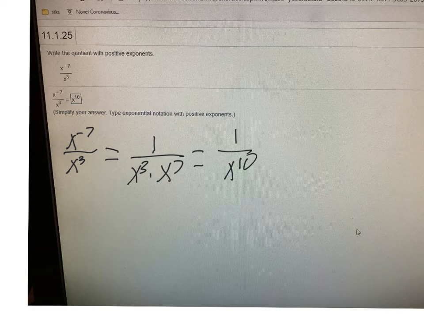Now there are different ways to explain this. This is the way I like to explain it. So what you're missing here is the numerator of that fraction. X to the 10th is actually the denominator.